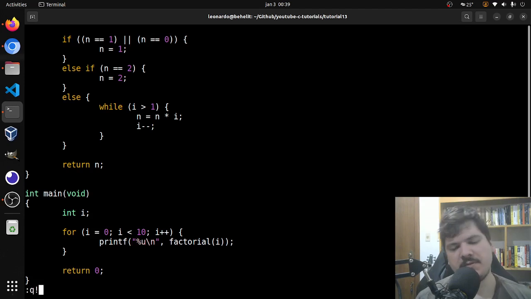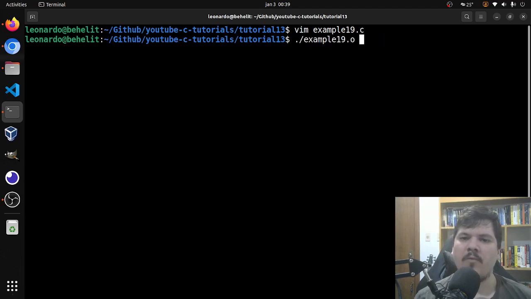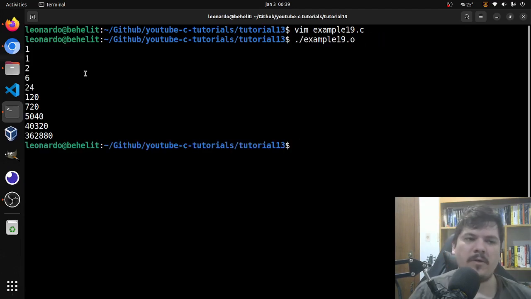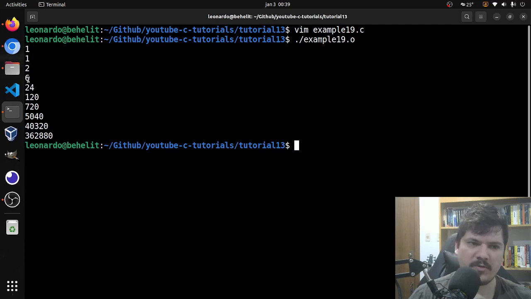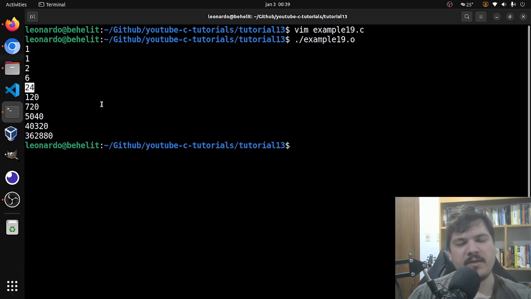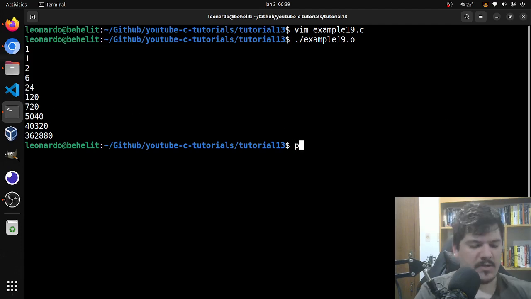for the first numbers, from 0 to 9. And what we got here is 1, which is the factorial of 0, 1, which is the factorial of 1, and 2 times 1 equals 2, 3 times 2, which is 6, and then 24, which is the factorial of 4, and then 120 and 720, and we can check that.